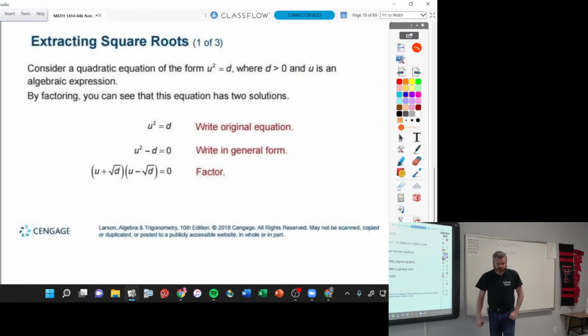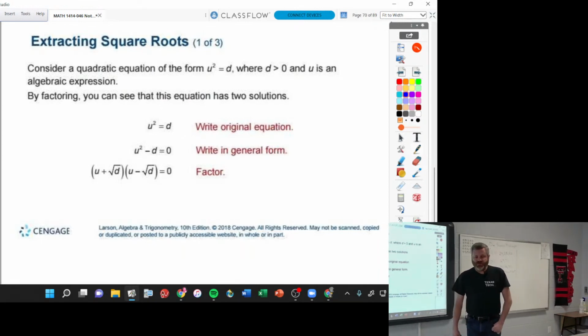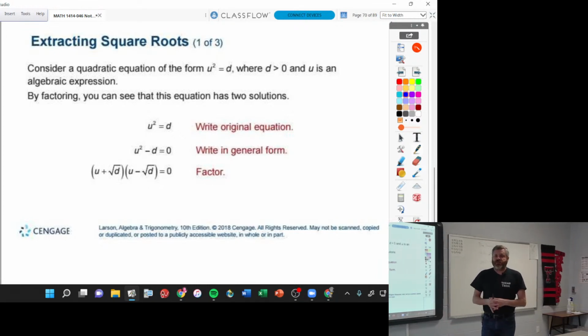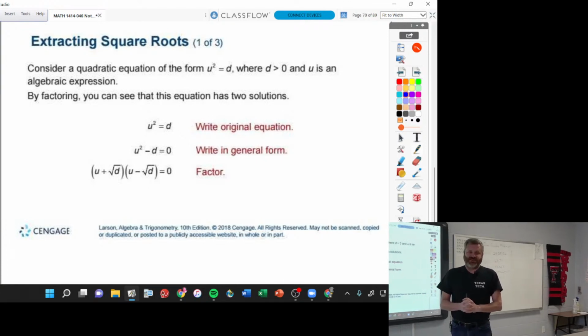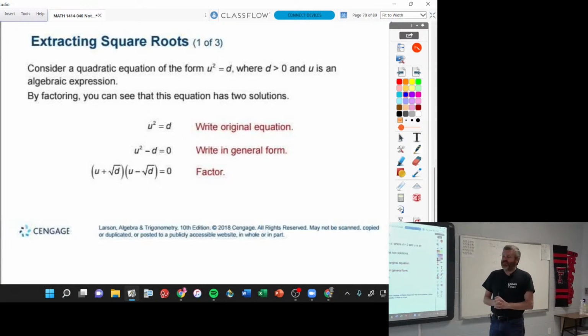Another method of solving quadratics is called extracting square roots. This is useful when b is 0. So if you have like ax squared plus c equals 0. When you have that situation, you can isolate the x squared, take the square root of both sides, and get the answer.